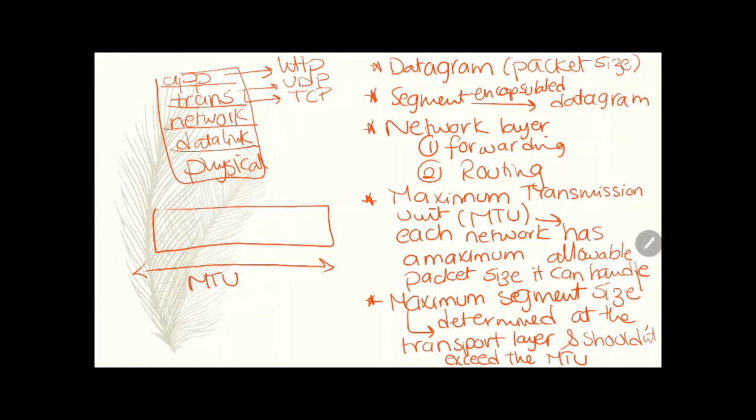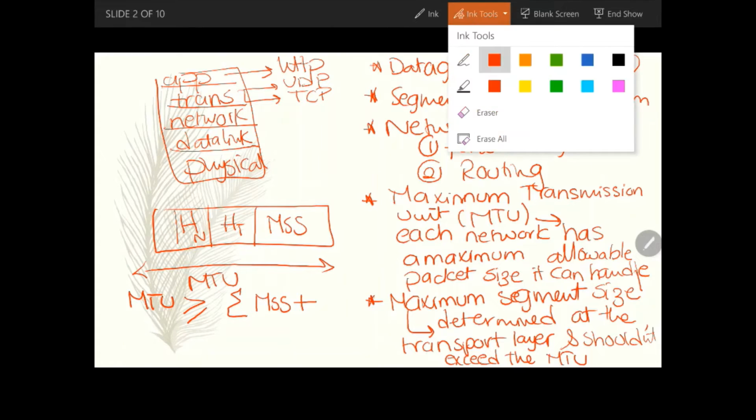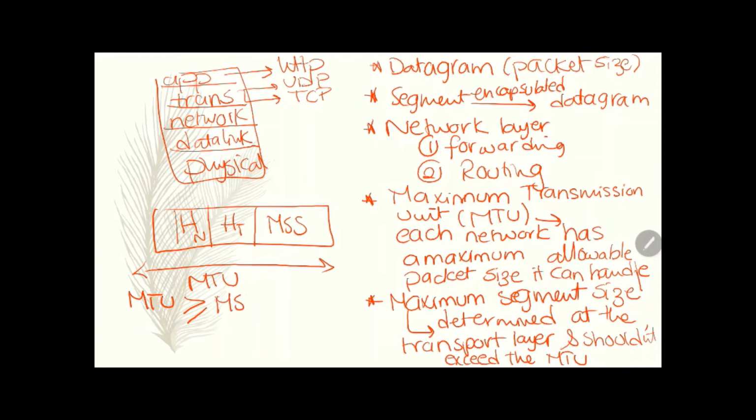Let's take it step by step. We just mentioned that the maximum transmission unit is the maximum allowable packet size a network can handle. This should include the maximum segment size as well as the headers. What are the headers? The headers added at each layer, at the transport layer, at the network layer, and so on. So the maximum transmission unit should be greater than or equal to the maximum segment size plus the summation of all headers.